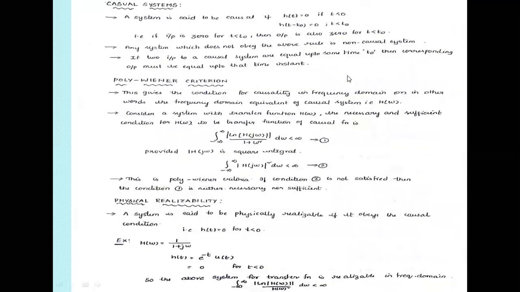Next, we know the causal signal. A causal signal means having only the positive real axis, and the negative real axis is totally zero. The system is said to be causal if h of t is equal to zero for t less than zero. There is no term in the negative real axis. If the input is zero for t less than t naught, then the output is also zero for t less than t naught. Any system which does not obey the above rule is a non-causal system, and one which obeys the rule is a causal system.